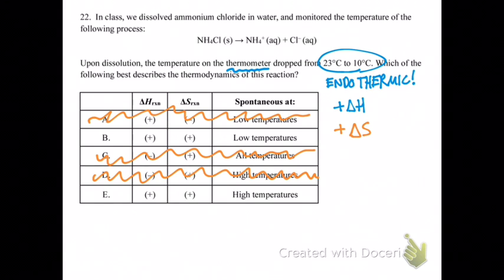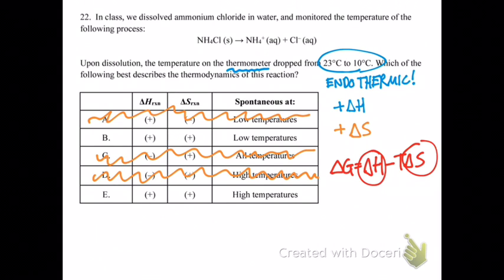So we're left between B and E. Is this spontaneous at low temperatures or high temperatures? In order to think about this, let's consider the equation: delta G equals delta H minus T delta S. Let's consider the implications of the fact that it's an endothermic reaction that leads to an increase in entropy, and see how that would affect delta G.